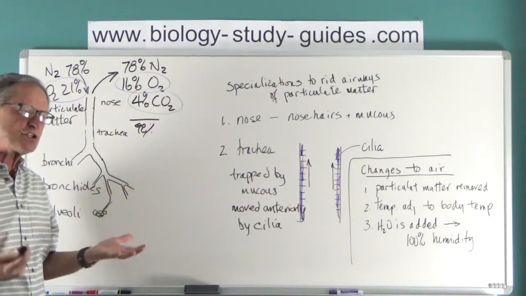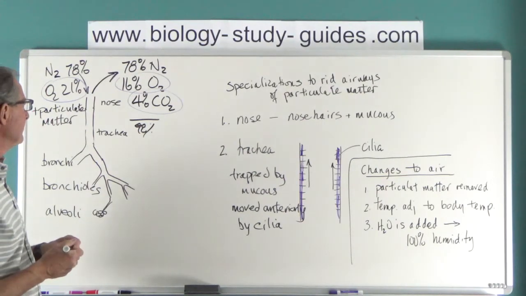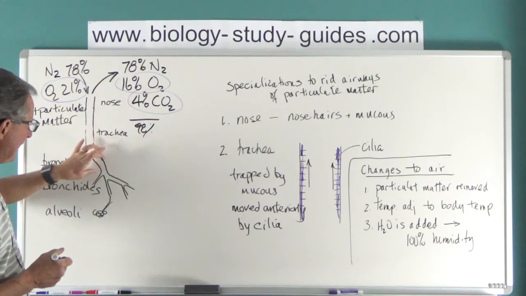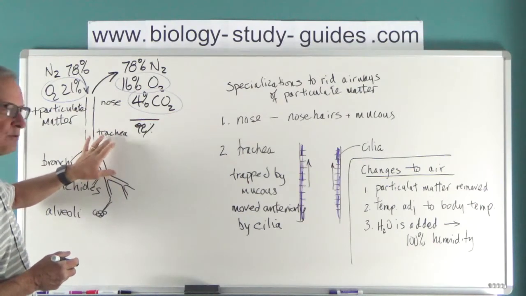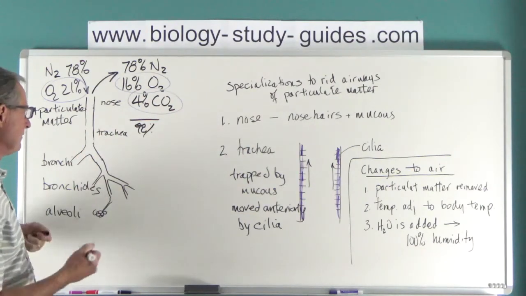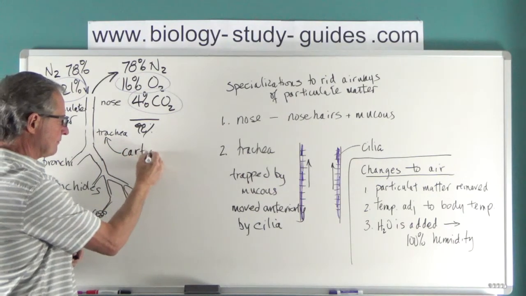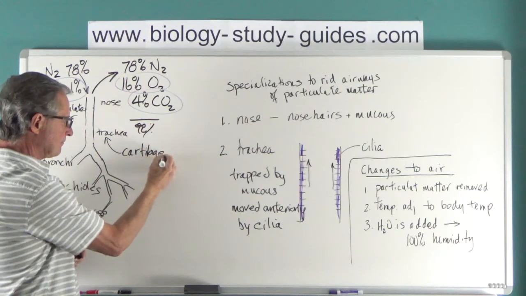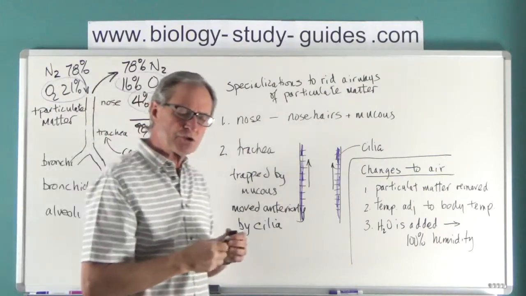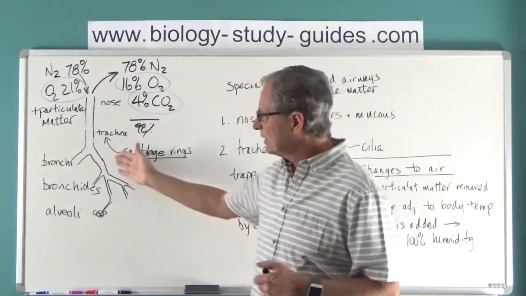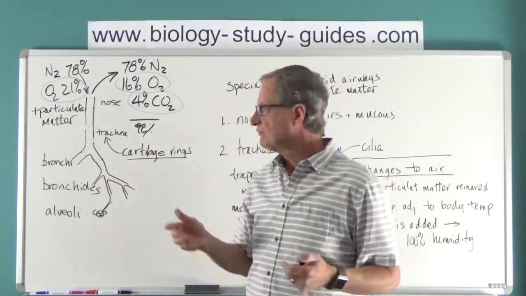So I think that sets the stage for what happens next in the system. What happens when we get the air down into here. And I just realized I can mention one more thing about the trachea. I should mention it here. It's a specialization of the trachea and of the bronchi and larger bronchioles that doesn't exist in other parts of the body for the same purpose.